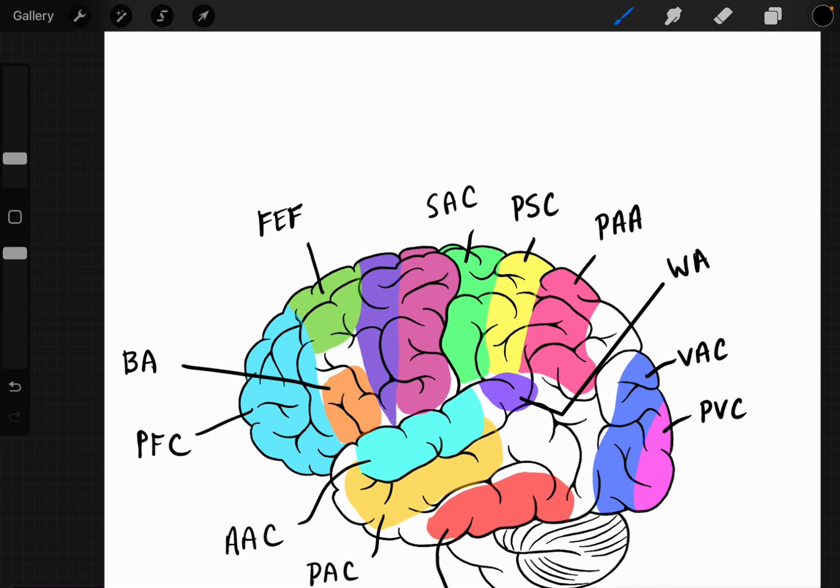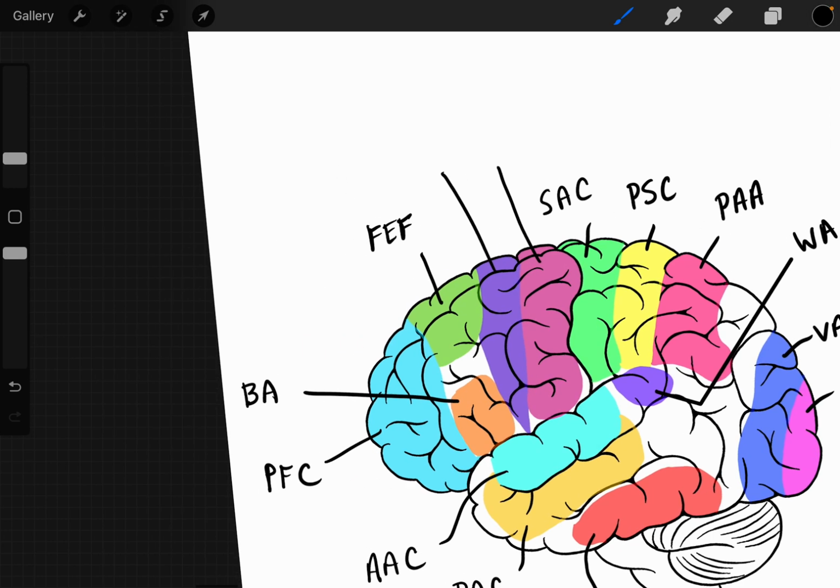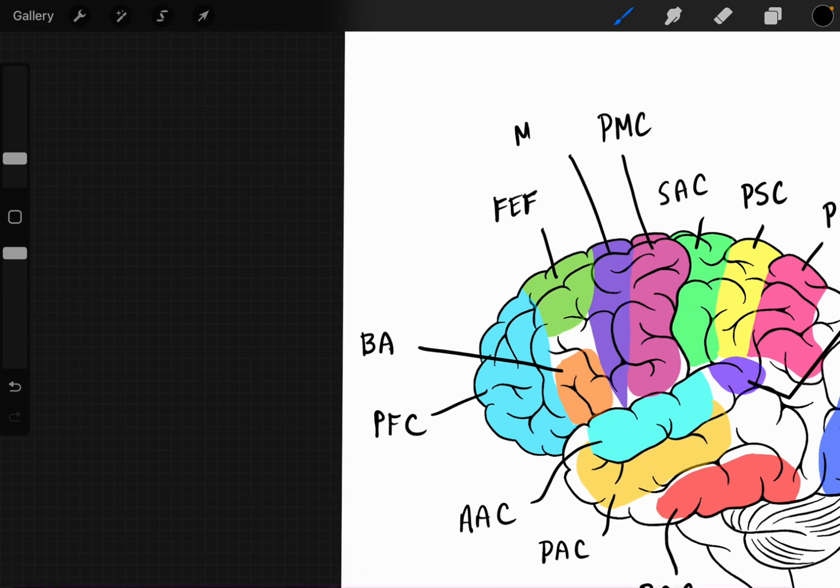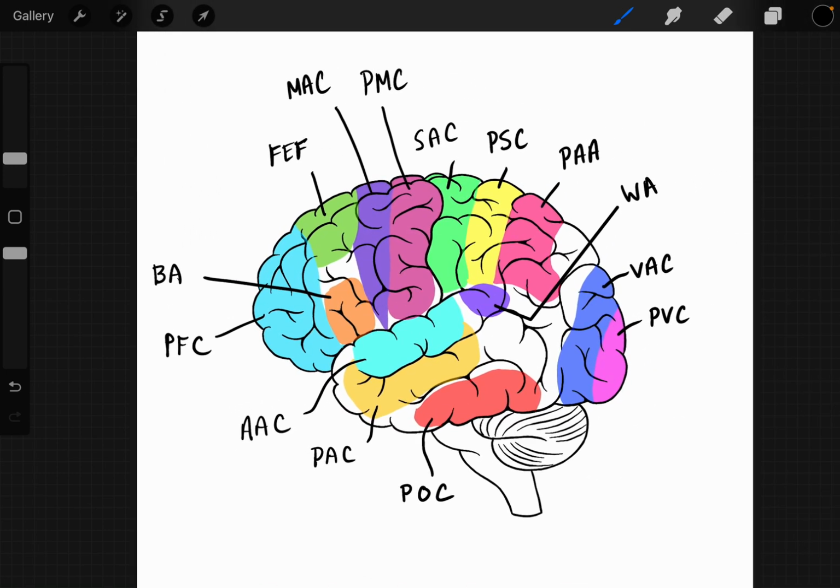These last two are going to be what's called the primary motor cortex and the motor association cortex. So these last two at the posterior side of the frontal lobe, the primary motor is being able to control the skeletal muscles. Okay, so voluntary muscle movement comes from this portion.